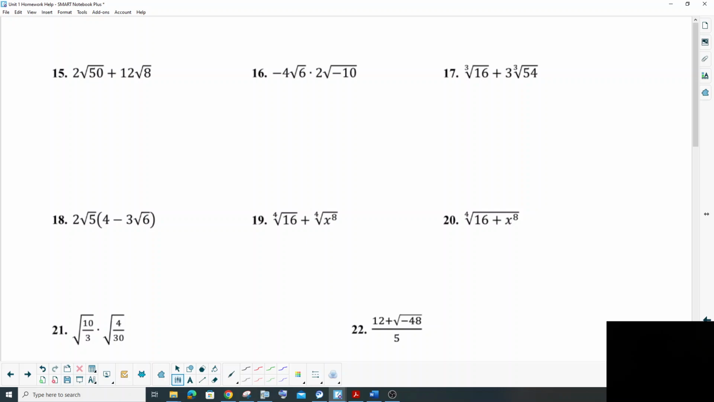So now we have 2 radical 50 plus 12 radical 8. The question is, can anything come out? Well, we know 50 breaks down into what? What's a perfect square? I was going to say 5 times 10, but what about a perfect square? 25 is a perfect square, and 25 times 2 is 50. They're both still going to be radicals, but in separate radicals.